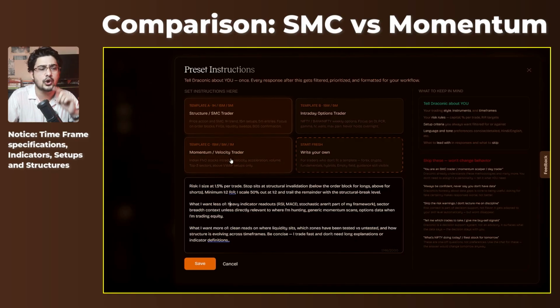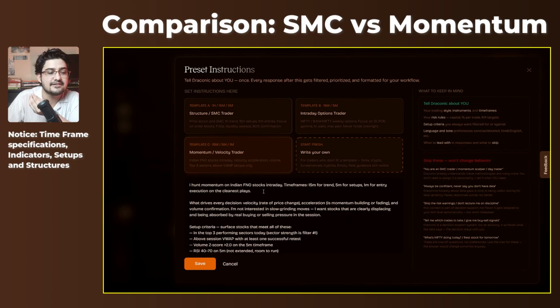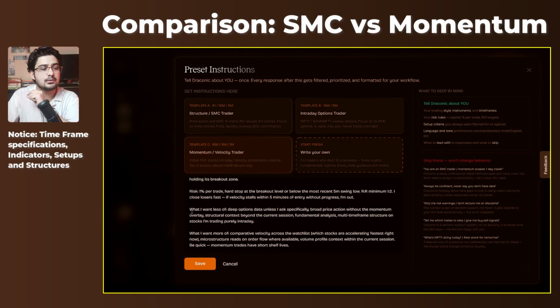If we try to contrast it with momentum and velocity trader, I hunt momentum on Indian FNO stocks in intraday. Time frame is 15 minutes for trend, 5 minutes for setup and 1 minute for entry execution on the cleanest play. Now this, as you see, is based on even shorter time frames. And if we scroll down to the bottom, we see what I want less of. It says I do not want deep option data unless I specifically ask for it. And I'm not interested in broad price action without the momentum overlay.